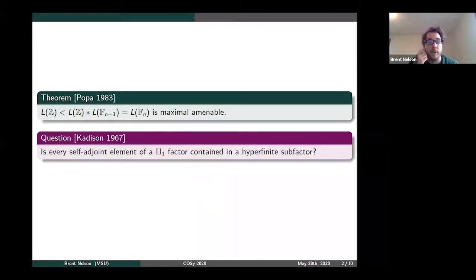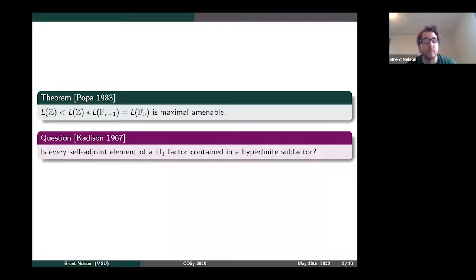First of all, it answered this question of Kadison from 1967 at the famous Baton Rouge conference, where he asked, is it true that every self-adjoint element of a II_1 factor is necessarily contained in a hyperfinite subfactor? So due to Kahn's 76 work, we can see that Popa's theorem proves that the answer to this is in fact no. It was also significant, this result of Popa, because it was the first example of a maximal amenable algebra that came out of an abelian subalgebra of a II_1 factor.